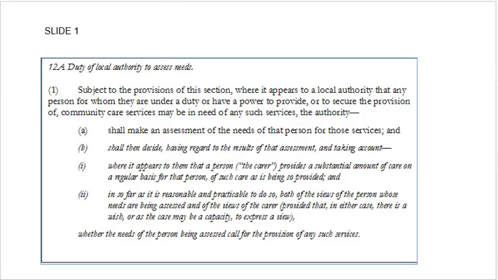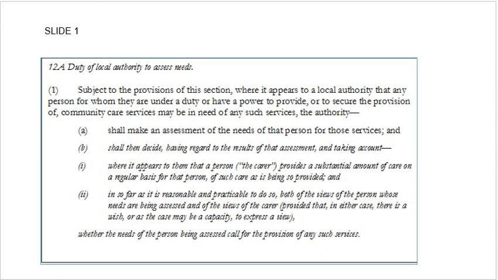A more minor role is played by precedent, that is law which is created by the courts, and in practice by guidance from the Scottish Government or other organisations such as the Equality and Human Rights Commission. Let's start by looking at Acts of Parliament. Slide 1 shows part of Section 12A of the Social Work Scotland Act, and I'll refer to that from now on as the 1968 Act.